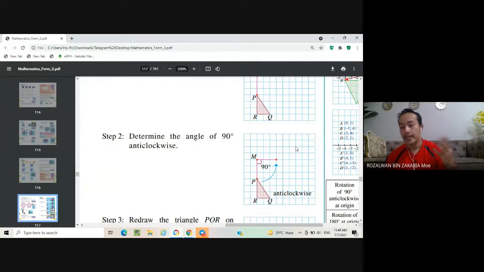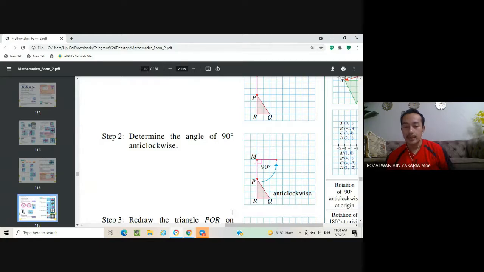Okay, after you have marked P prime, R prime, and Q prime, then you join all the points there. So you will get one triangle there. That triangle P prime, R prime, and Q prime is the image of the triangle PQR after rotation at the angle 90 degree anti-clockwise at the center M.